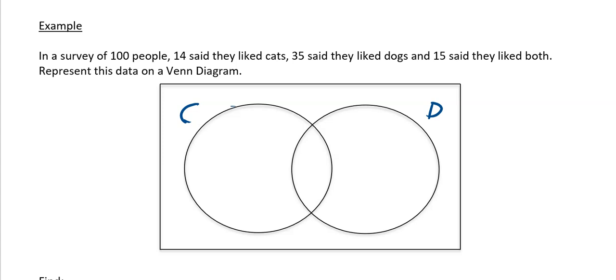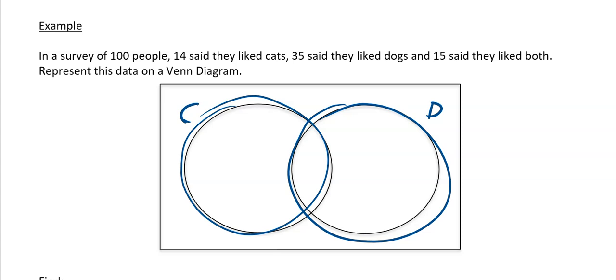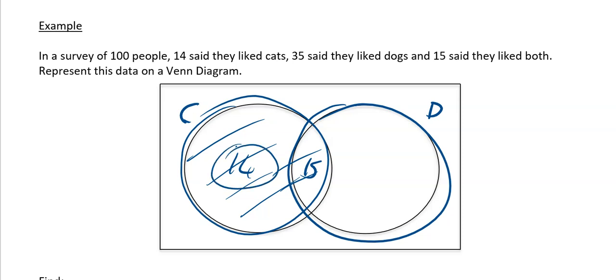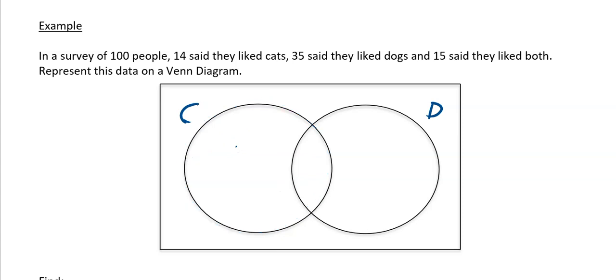I would have been thinking that meant that the whole 14, this whole circle represents 14. Likewise, it says 35 said they like dogs, and 15 said they like both. But if this whole bit was 14, and then that's 15 in here, that means this part here really represents -1. So how they've worded it, it's a bit ambiguous. Ambiguous means it could be interpreted a couple of ways.